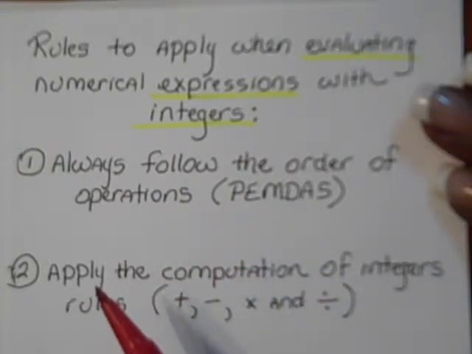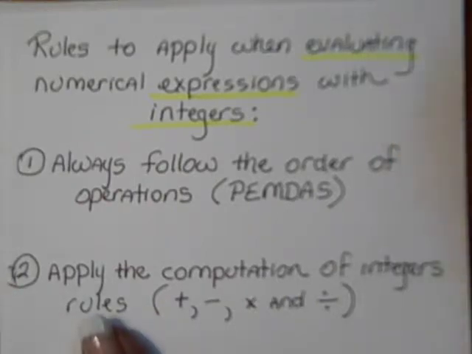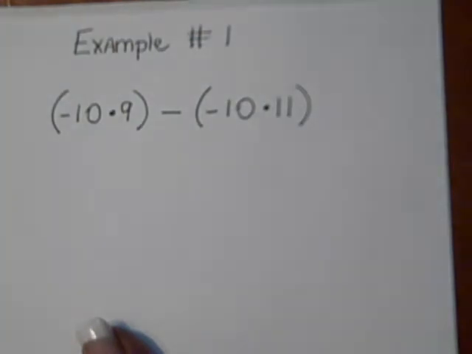And the second rule, make sure you apply all the rules you've learned about computation of integers. That's how to add, subtract, multiply, and divide integers. Both of these will be applied at the same time. So let's work an example.